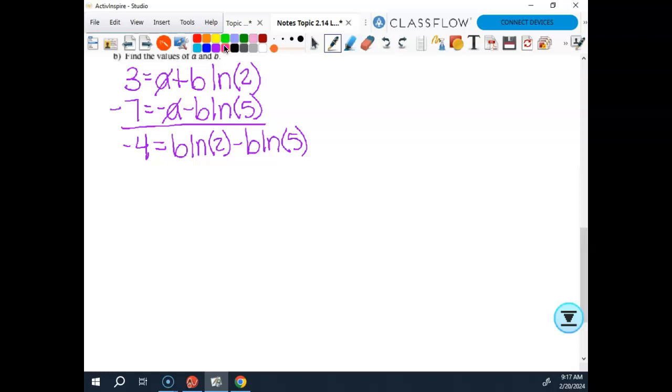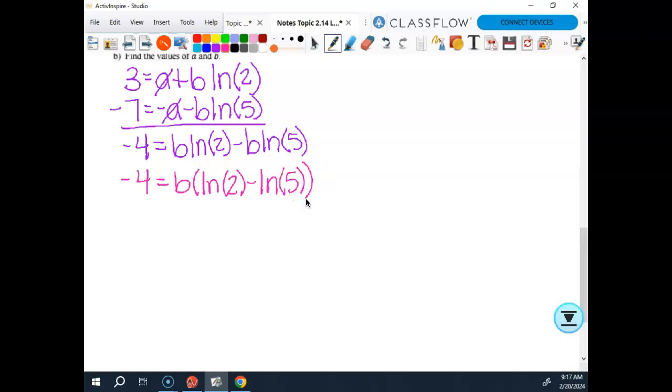And that's something, guys, I know y'all know how to do it, but every time it comes up, it's like crickets, okay? And that's not a good thing. So we got to remember what to do there, okay? But here's how it worked. So negative 4 is equal to b times the natural log of 2 minus the natural log of 5.